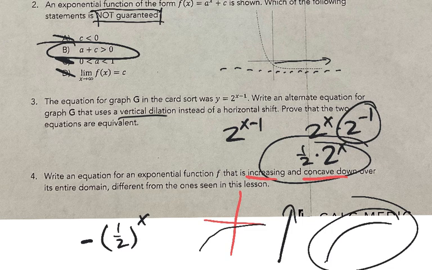So this would work? Is this the only correct answer? No. So you could have -3 times 1/2 to the x. That would be correct. I just need a negative number on the outside and I need something less than 1 on the inside. Okay, those are the things.